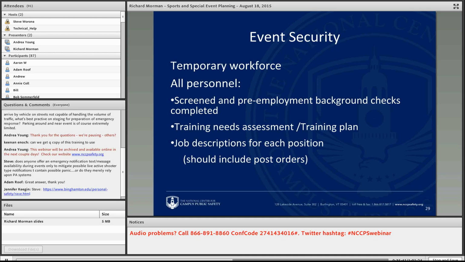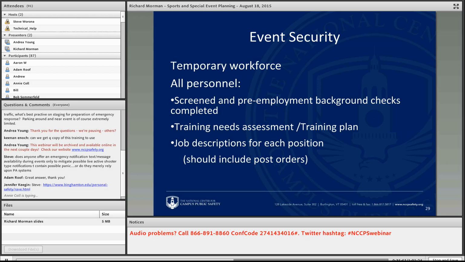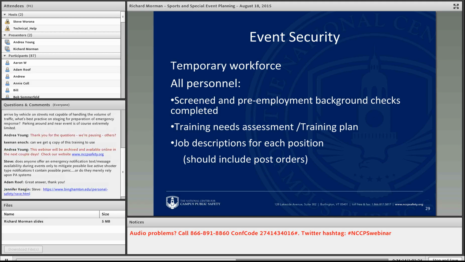Oftentimes, our concessions are contracted out. Oftentimes those contractors use volunteers, say church groups or other groups. You don't know who's in your venue, so it's imperative that you screen them and have some pre-employment background done. And I would recommend that if you're getting ready to renew a contract with your concessions company, make it a stipulation of the contract that everybody that works for them, including volunteers, have some sort of pre-employment background completed. And then you need job descriptions for each position, including security positions.